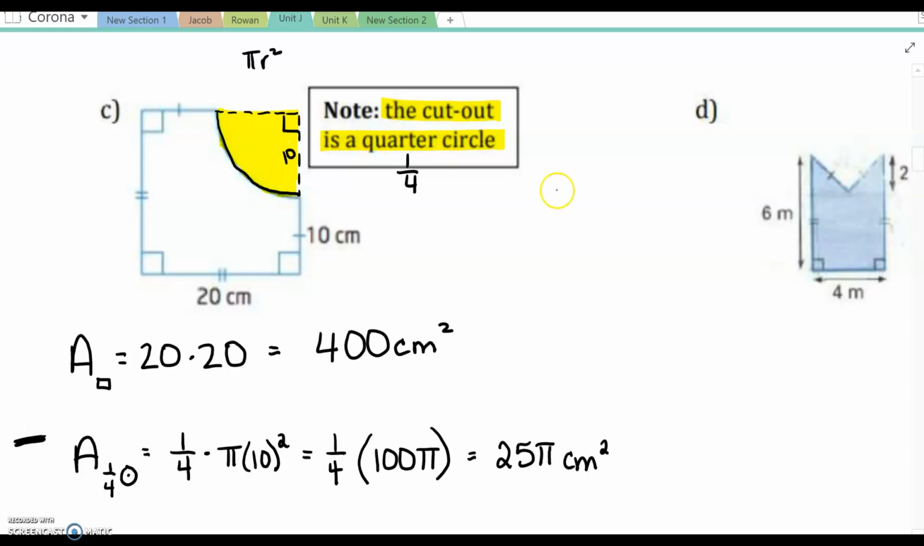And like we said, we now subtract. I'm looking for the full area. I have 400 centimeters squared minus 25 pi. Type that into your calculator. 400 minus 25 pi. That is not 400 minus 25, times pi. It's 400 minus 25 times pi. So I'm going to get approximately 321.5 centimeters squared.